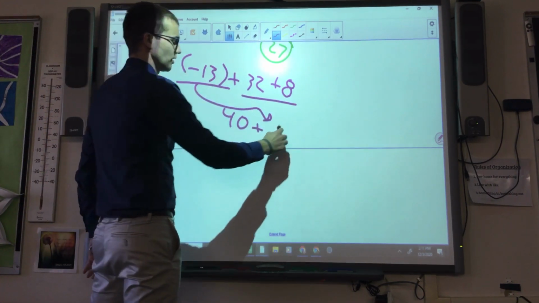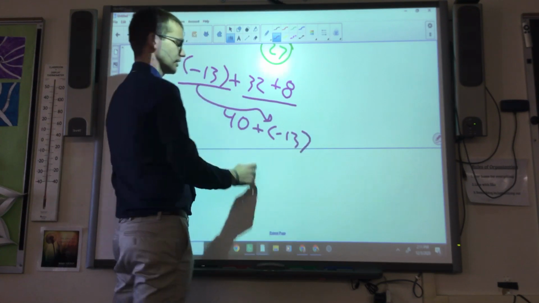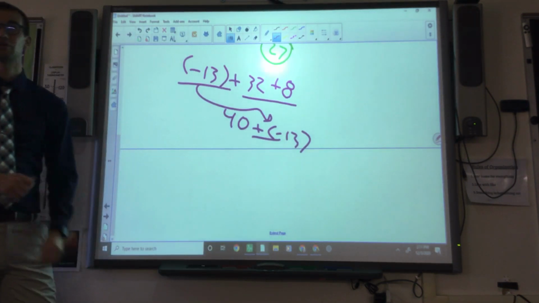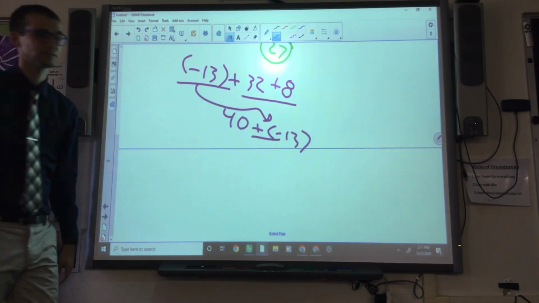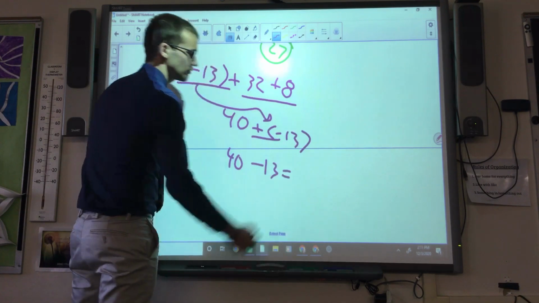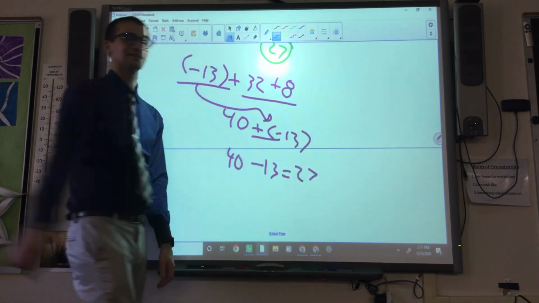So we have 4 plus a negative 13. Guess what? You have addition and subtraction right next to each other then. Addition and subtraction right next to each other becomes subtract a negative. So 40 minus 13, which is 47. You got the same answer.